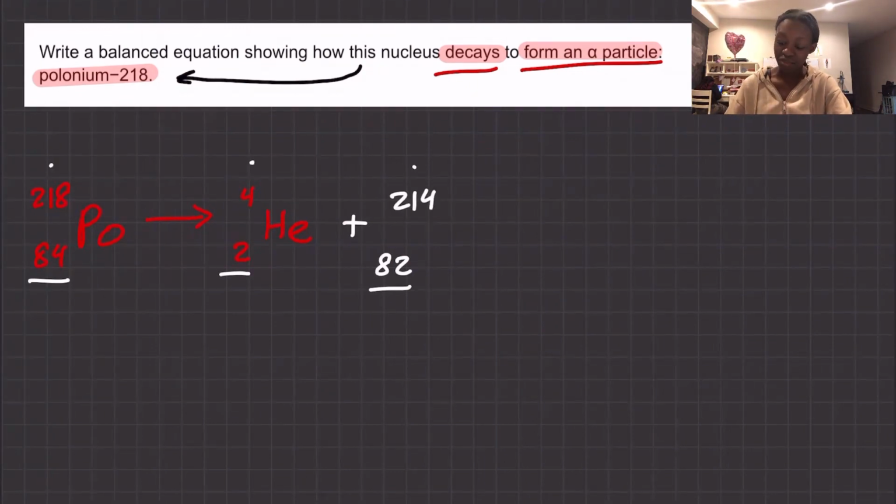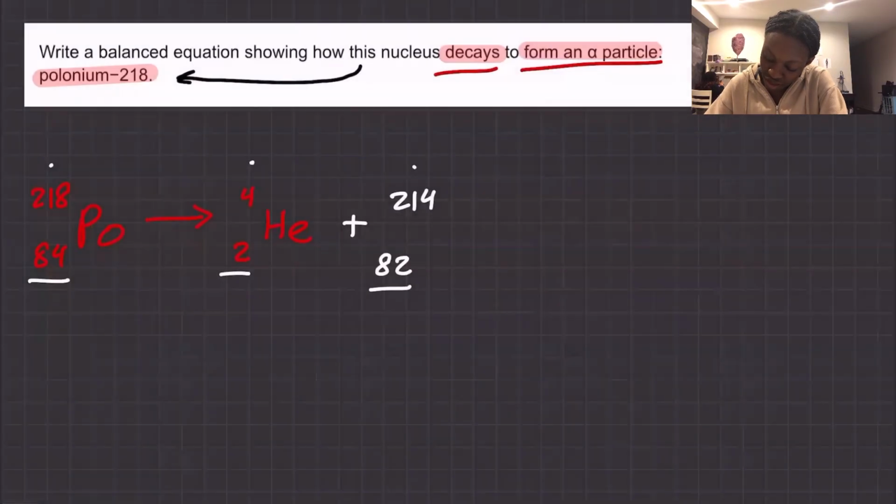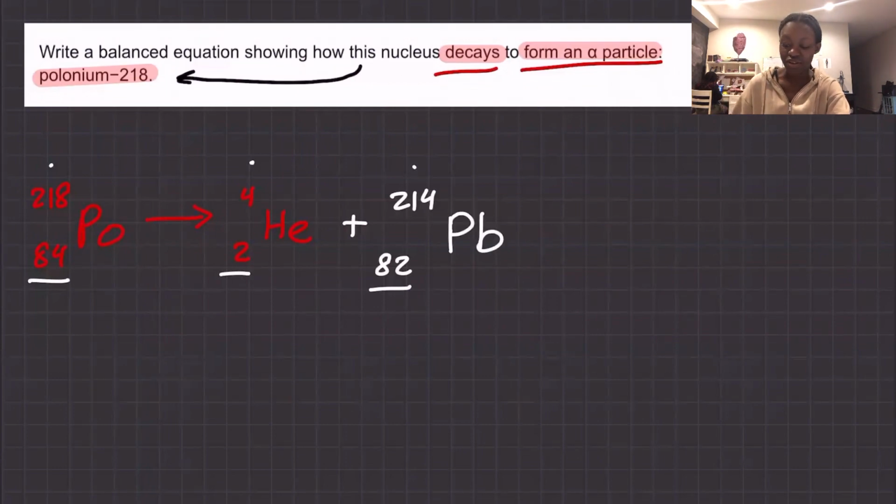If we go over to the periodic table, which I have right there, and we look for an element that has an atomic number of 82, we get lead. So let's go over here. Lead's element symbol is Pb. So when polonium-218 decays, it emits an alpha particle and also results in the product lead-214. Yay!